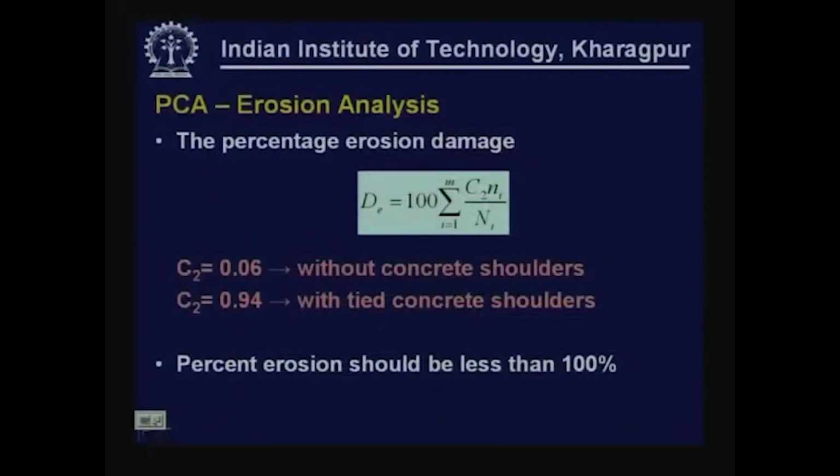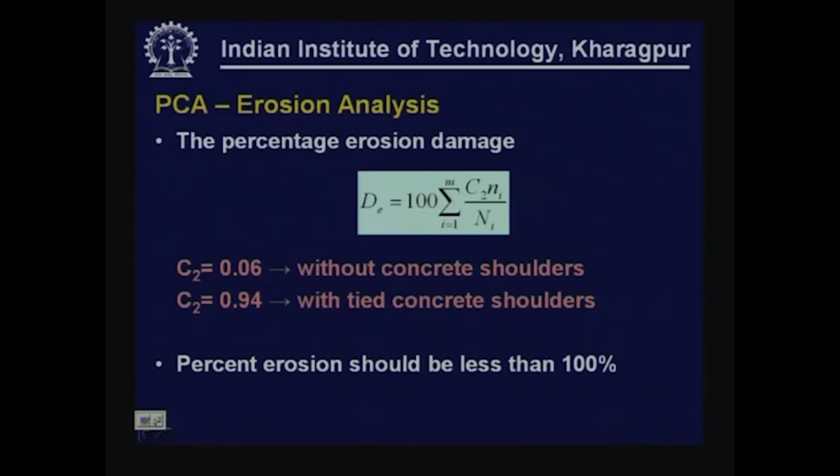So, the total erosion damage is again a summation of a multiplication factor C2 small ni divided by capital Ni. C2 takes values of 0.06 or 0.94 depending upon what type of a shoulder is provided, whether it is without concrete shoulder or with a concrete shoulder which is tied to the main slab. Accordingly, C2 will take values of either 0.06 or 0.94. The percentage erosion should be less than 100%.